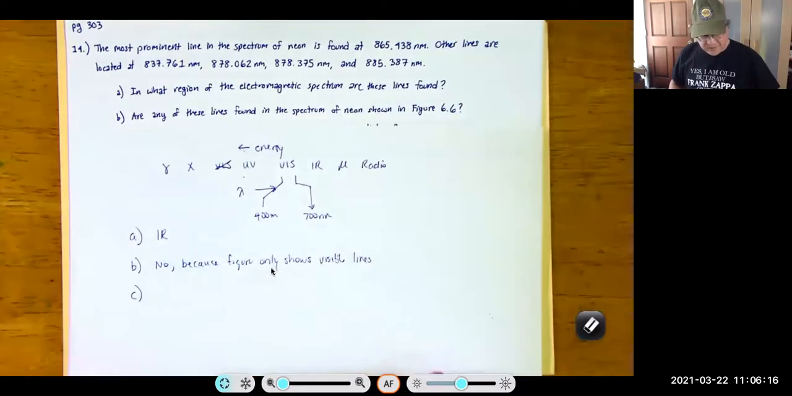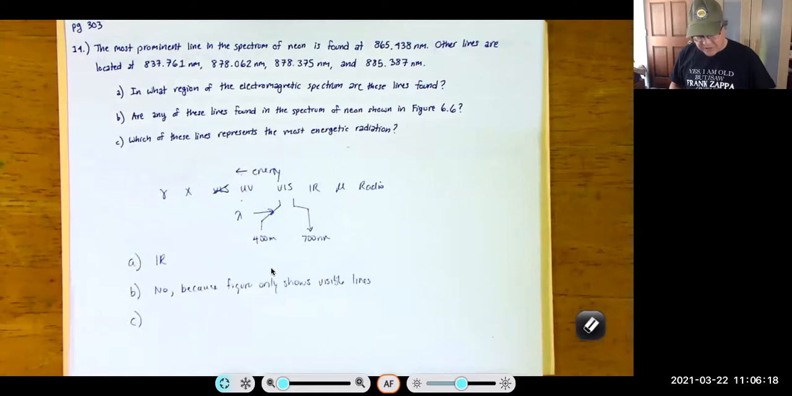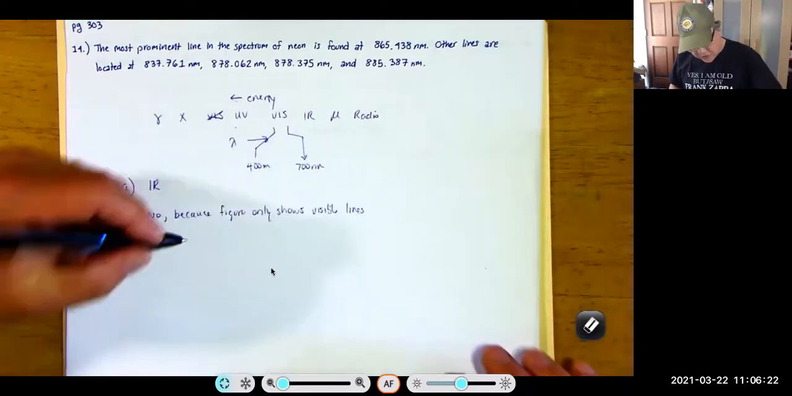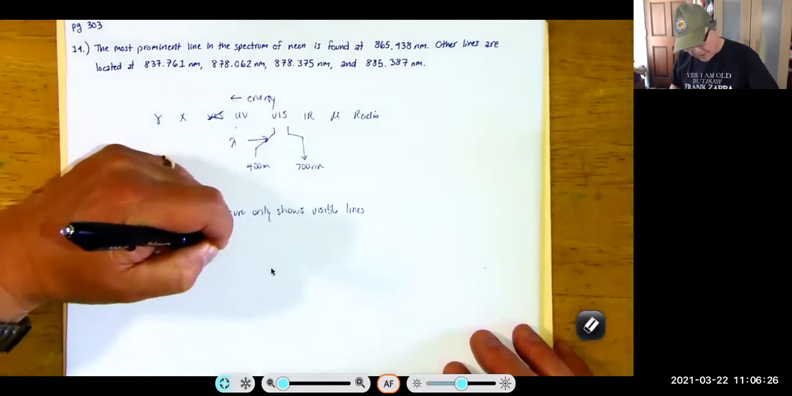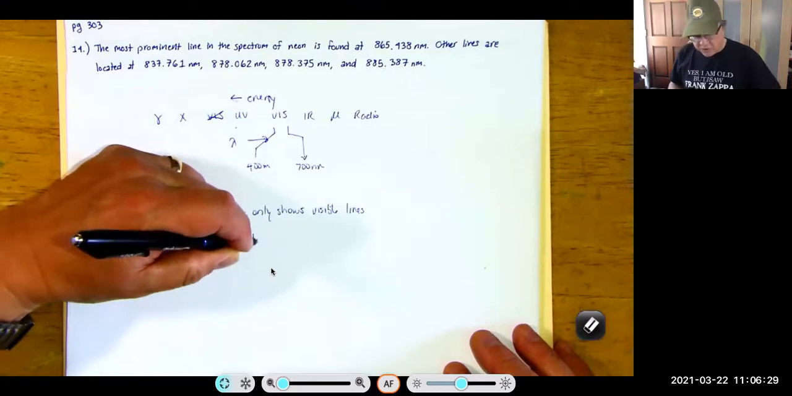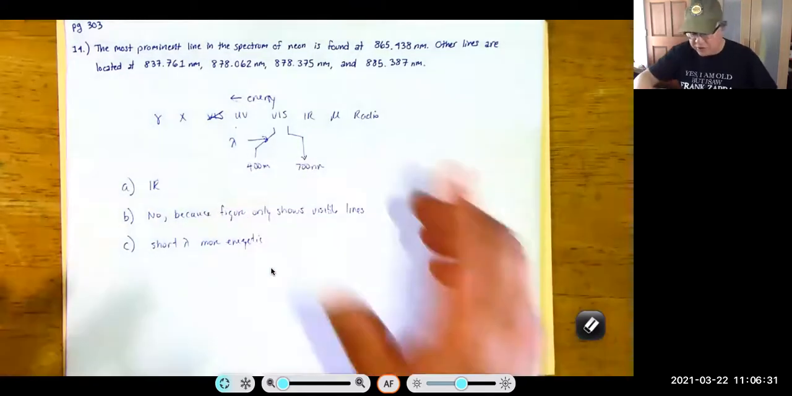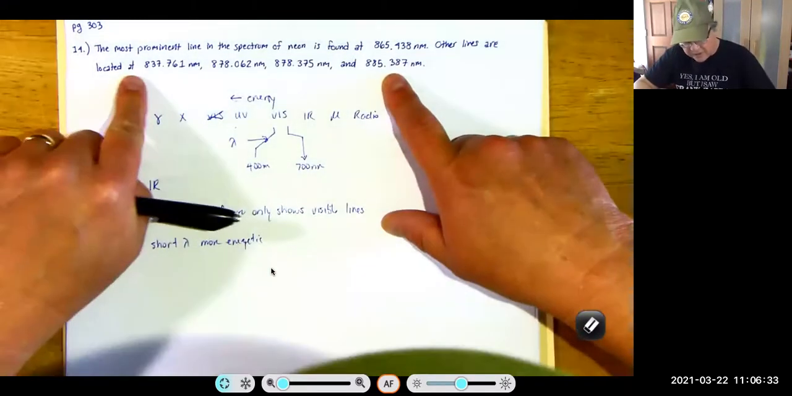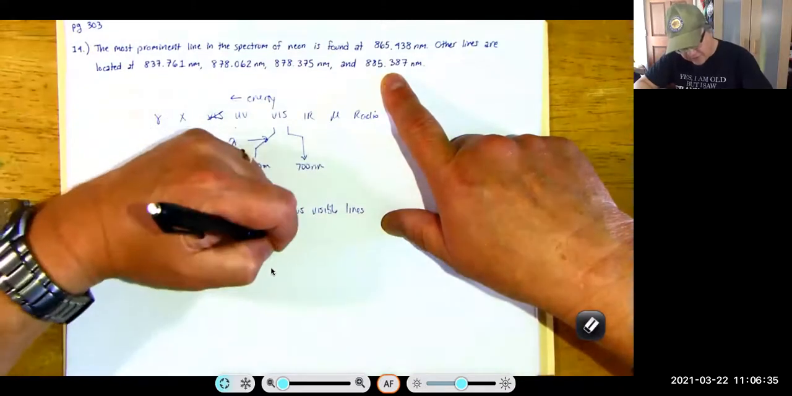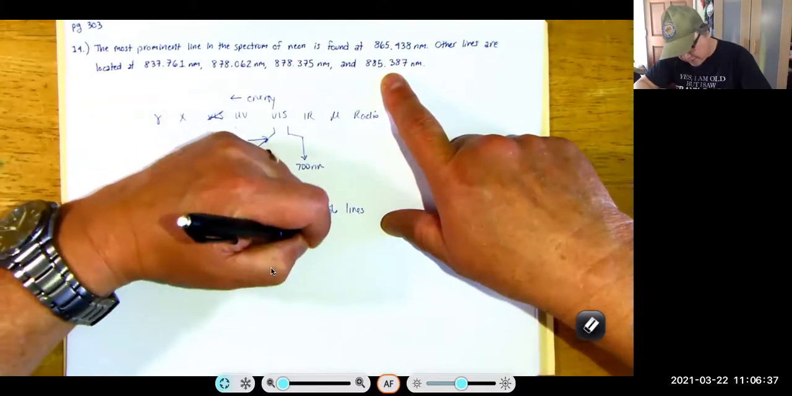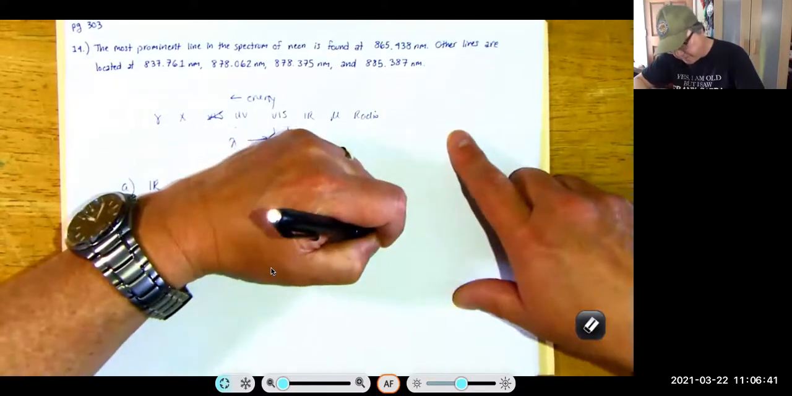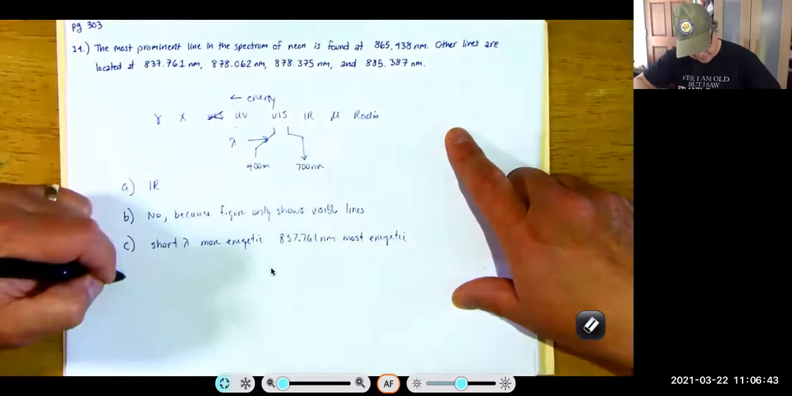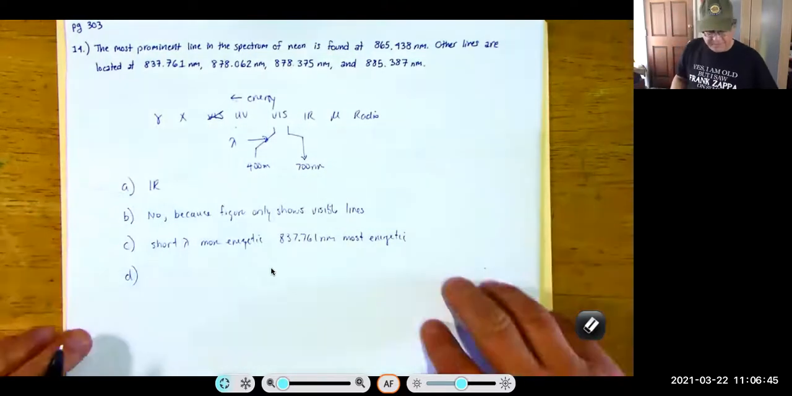C, which of these lines represents the most energetic radiation? Well, remember, short wavelength is more energetic. So we're going to look at all of these lines and find out which one is the shortest. Looks like the 837.761 nanometers is the most energetic. Okay.